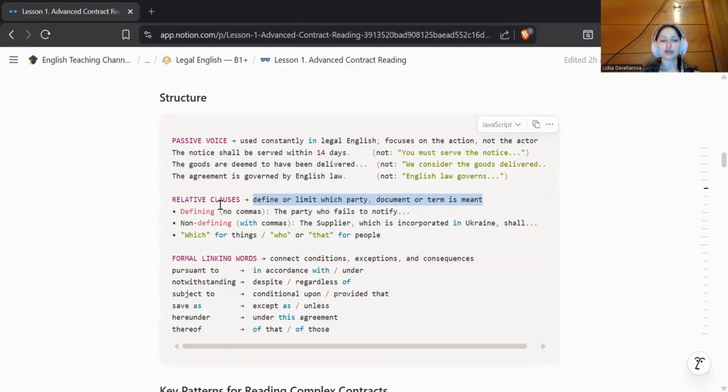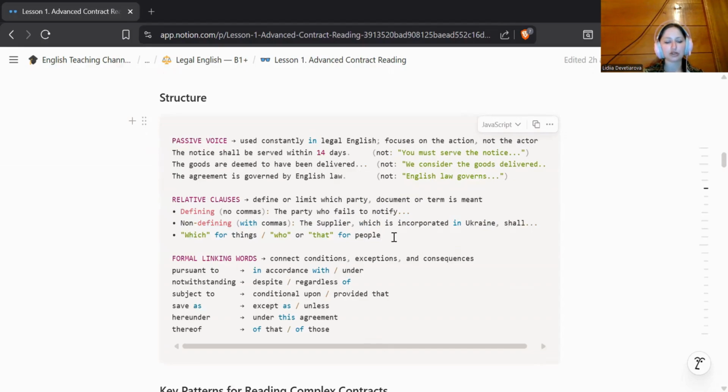Yeah. So basically, we have defining, no commas. The party who fails to notify. Yeah, no commas. We have non-defining with commas. The supplier, which is incorporated in Ukraine, shall do something. We use which for things, and who or that for people. Basically, that is kind of universal in some sort. But also here are some nuances. How to understand what kind of clause you can use.